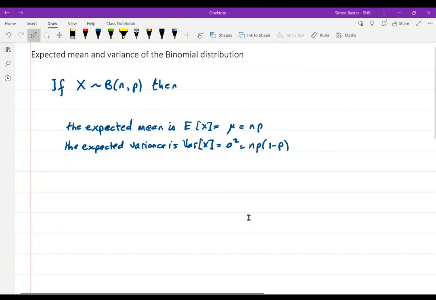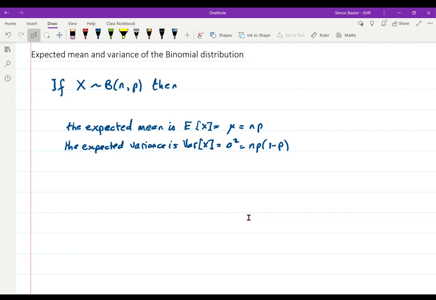In this video, we're going to look at the expected mean and variance of the binomial distribution. If X is a random variable with a binomial distribution B(n, p), then the expected mean of X, E(X), which is mu, is np, and the expected variance of X, Var(X), which is sigma squared, is np(1 minus p).